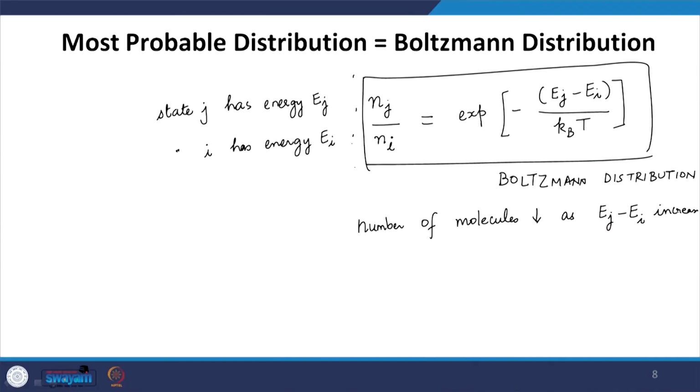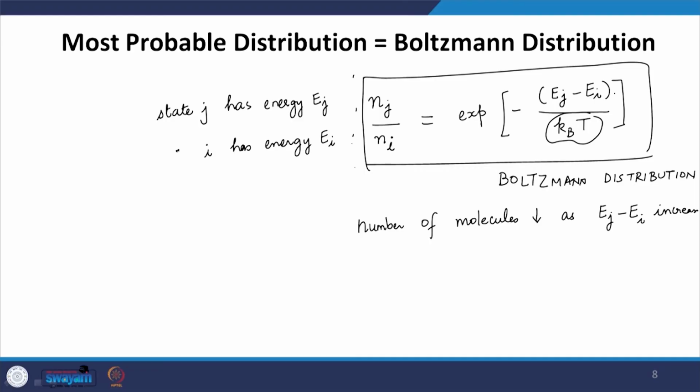What it also tells you is that if I increase the temperature, this denominator becomes large. So, the net magnitude of the term inside the exponential will decrease, and therefore, the difference between the higher and lower energy states will decrease. That means, if I increase the temperature, then we will have lesser difference between the particles at higher energy level and particles at lower energy level.